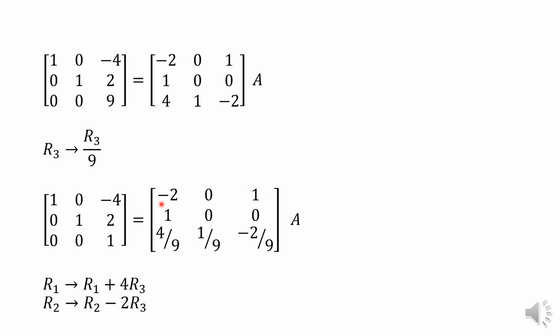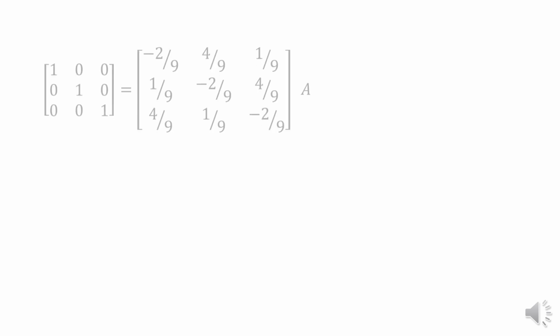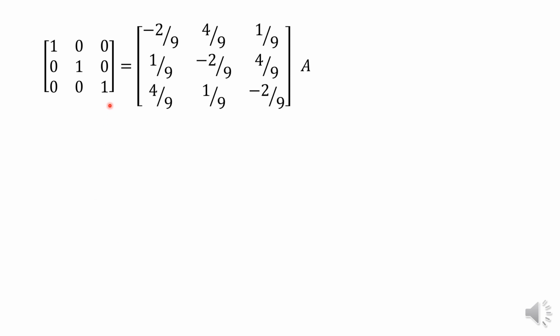So now R1 and R2 change with these operations. Let us see what happens. After applying those two operations, the LHS matrix turns out to be the identity matrix, and on applying the operations, the RHS matrix turns out to be like this. I have not shown the calculations; I have to calculate those separately. You will get this matrix. Observe the matrix in LHS. This is the identity matrix. So this will be your new matrix.